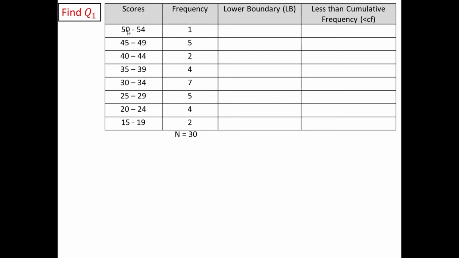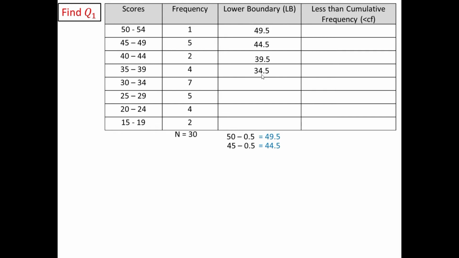Ano-ano ba yung mga lower limits? Yung lower limits dito sa classes na to ay 50, 45, 40, 35 hanggang sa 15. Magma-minus ka lang ng 0.5 sa bawat lower limit. So 50 minus 0.5 is equal to 49.5. Lalagay mo lang siya dito, 49.5. Next, 45 minus 0.5, that's equal to 44.5. Tuloy lang natin, 40 minus 0.5 is 39.5.